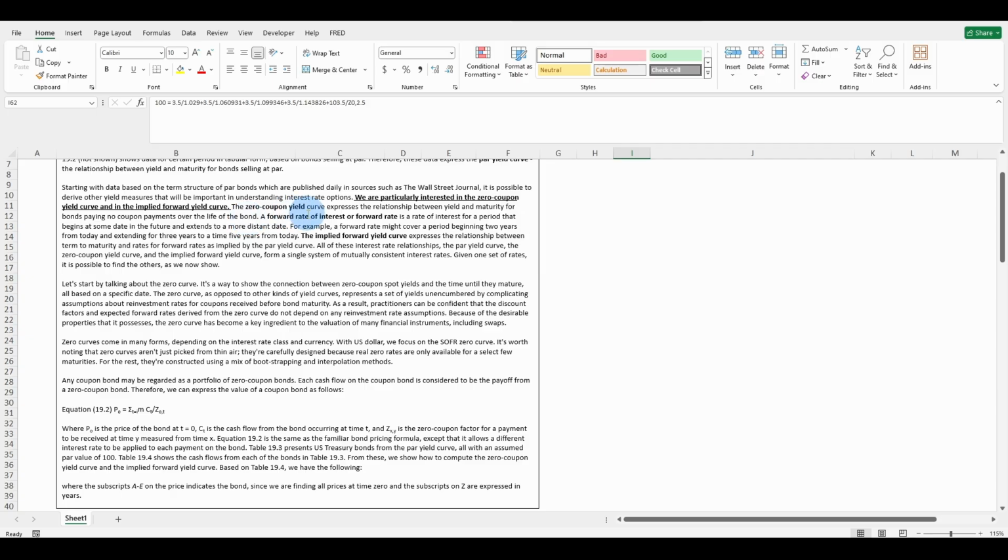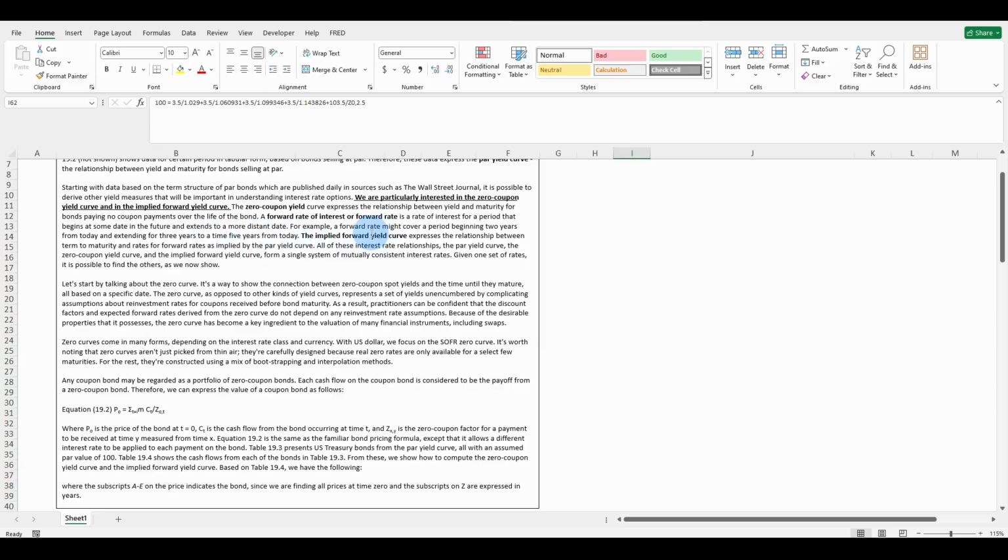A forward rate of interest, or forward rate, is a rate of interest for a period that begins at some date in the future and extends to a more distant date. Well, how are we going to get that forward rate? For example, a forward rate might cover a period beginning 2 years from today and extending for 3 years to a time 5 years from today.